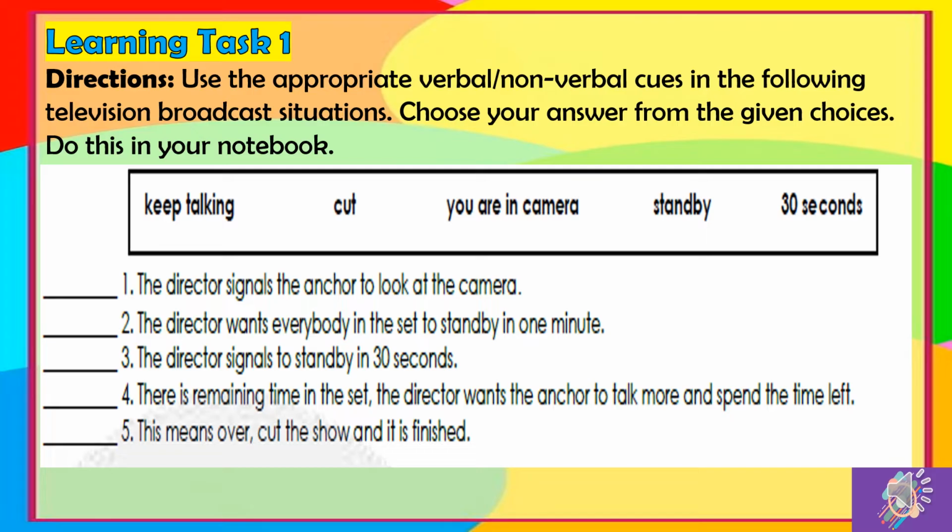And here are the sentences. Number 1, the director signals the anchor to look at the camera. Number 2, the director wants everybody in the set to stand by in 1 minute. Number 3, the director signals to stand by in 30 seconds. Number 4, there is a remaining time in the set. The director wants the anchor to talk more and spend the time left. Number 5, this means over. Cut the show and it is finished.